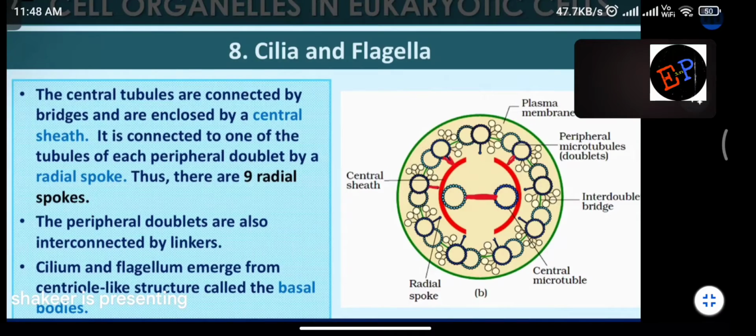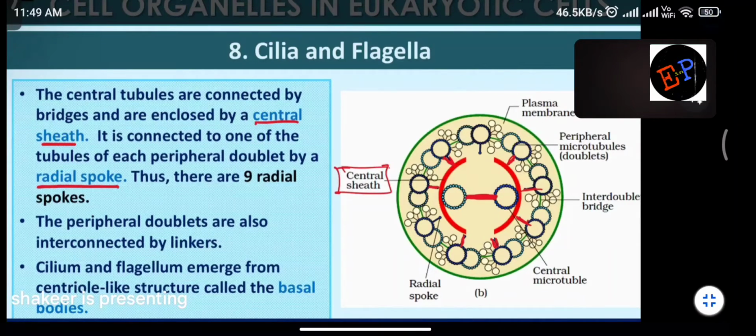Are you able to understand what is happening? Central microtubules are connected, and peripheral microtubules are also connected to the central ones, again with the help of some bridges. Central tubules are enclosed by a central sheath. So this red color region, you can call it the central sheath. It is connected to one of the tubules of each peripheral doublet by a radial spoke.